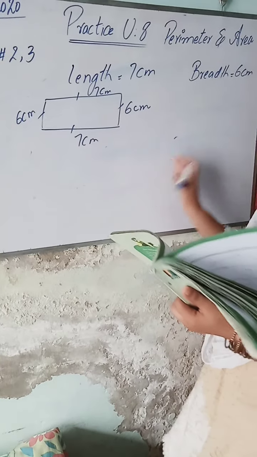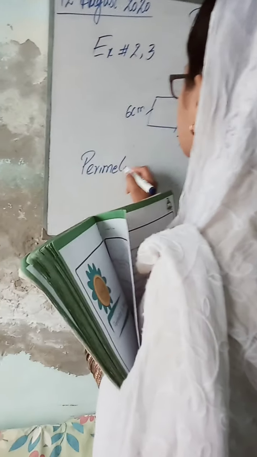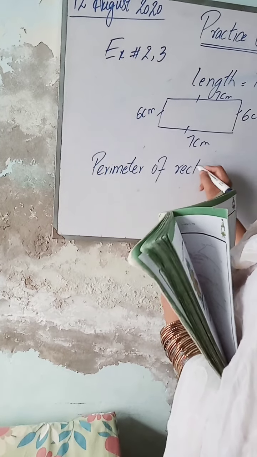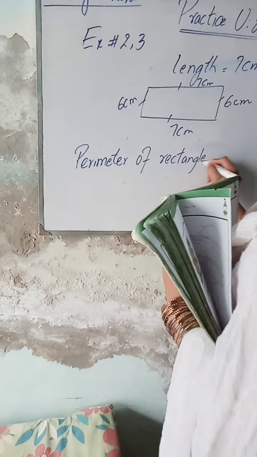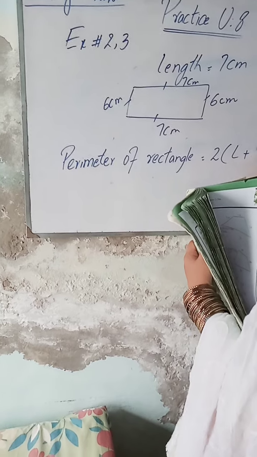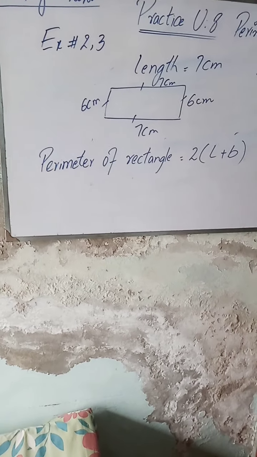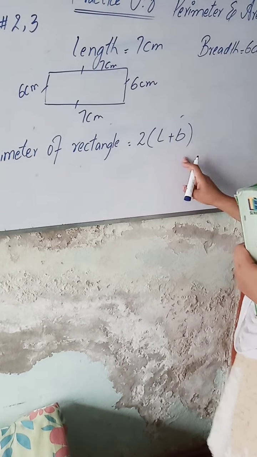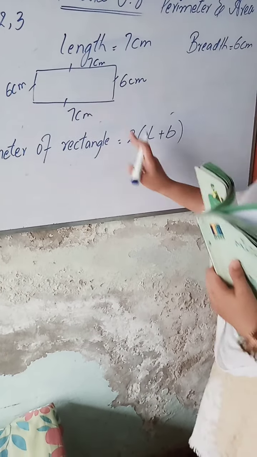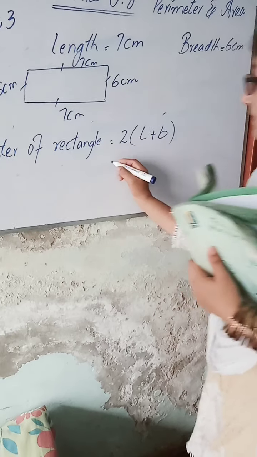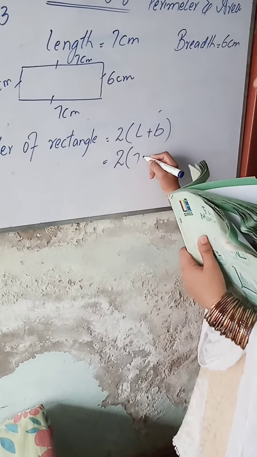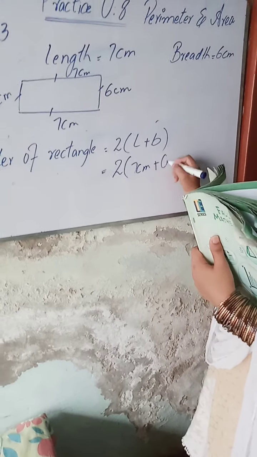Now if we want to find out the perimeter of a rectangle, what is the formula? There is a specific formula to find the perimeter of a rectangle, that is 2 into (length plus breadth). It means we have to add length and breadth, but they occur 2 times, so that's why we have to multiply by 2. So 2 is here, length is 7 centimeter and breadth is 6 centimeter.